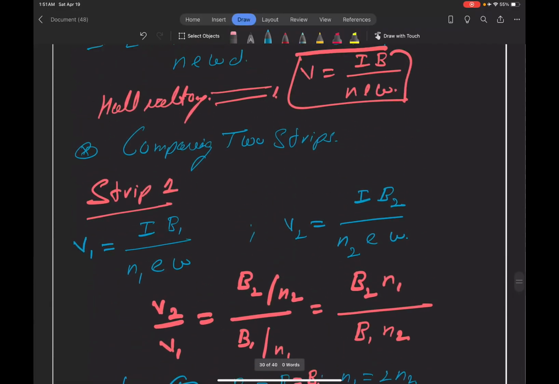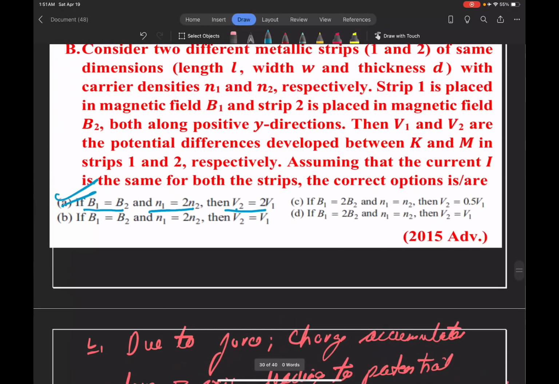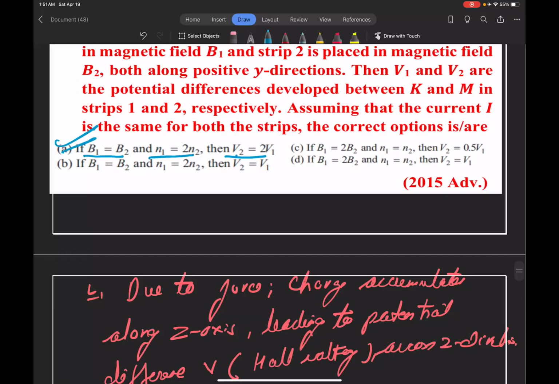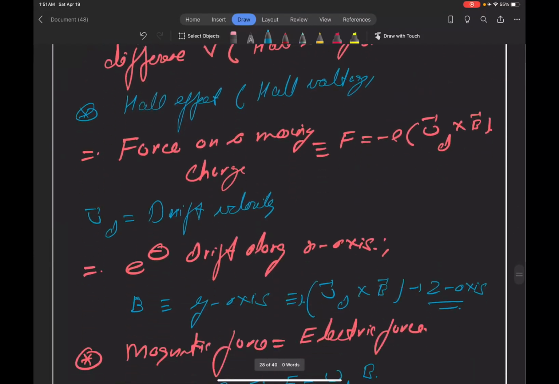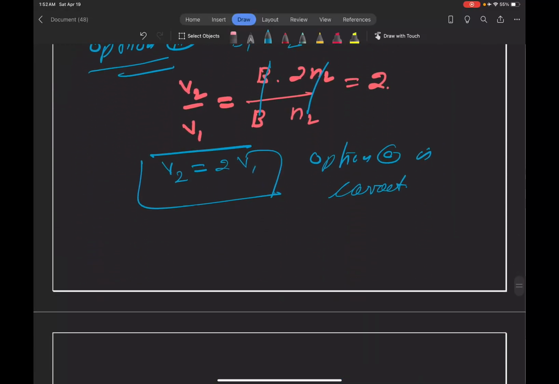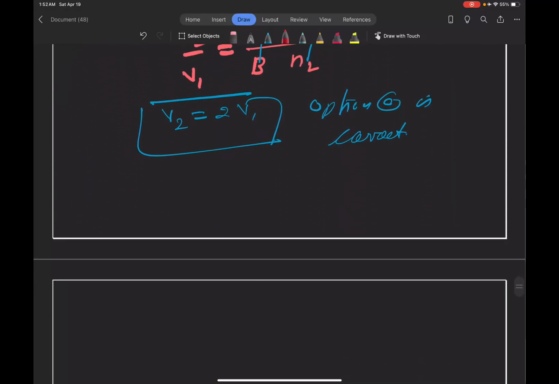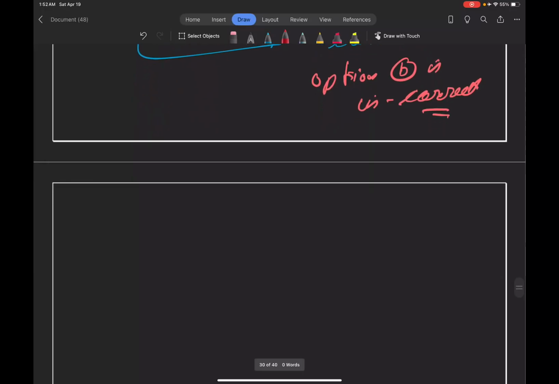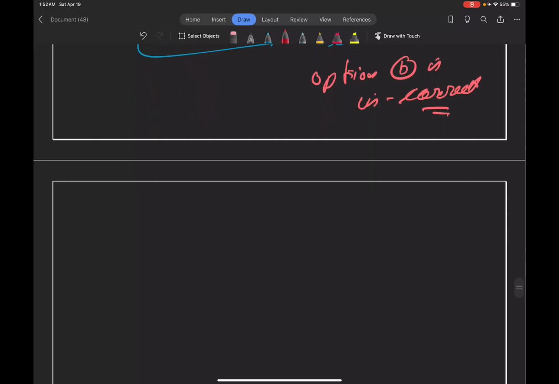And in option B, it says that B1 is equal to B2, N1 is equal to twice of N2, but here it says that V2 is equal to V1. So obviously this option is incorrect. So you can say option B is incorrect. Now we come to option C.